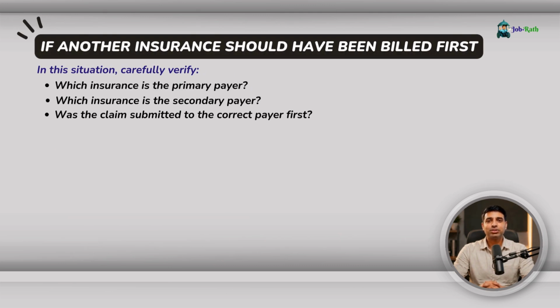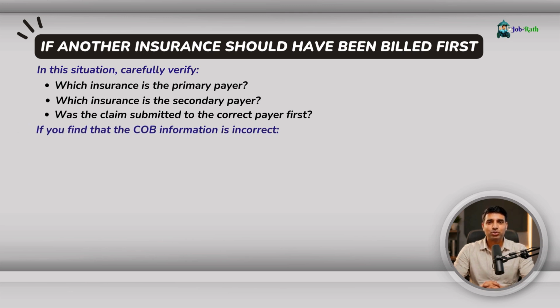If another insurance should have been billed first. Sometimes the claim is denied because it was sent to the wrong insurance company first. This usually happens when the coordination of benefits (COB) information is incorrect or outdated. In this situation, carefully verify which insurance is the primary payer, which insurance is the secondary payer. Was the claim submitted to the correct payer first?